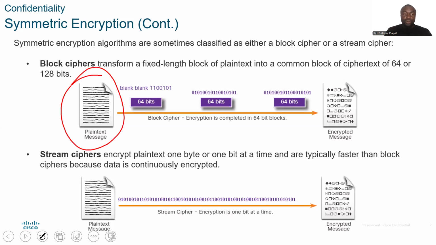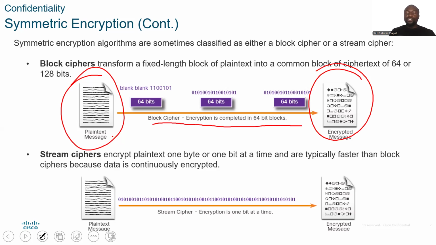All right. So you have this plain text here. It says block cipher encryption is completed in 64-bit blocks. That is where it turns into this now. So the 64-bit block is talking about using binary. Okay, so that is it. Now, that is the block cipher.